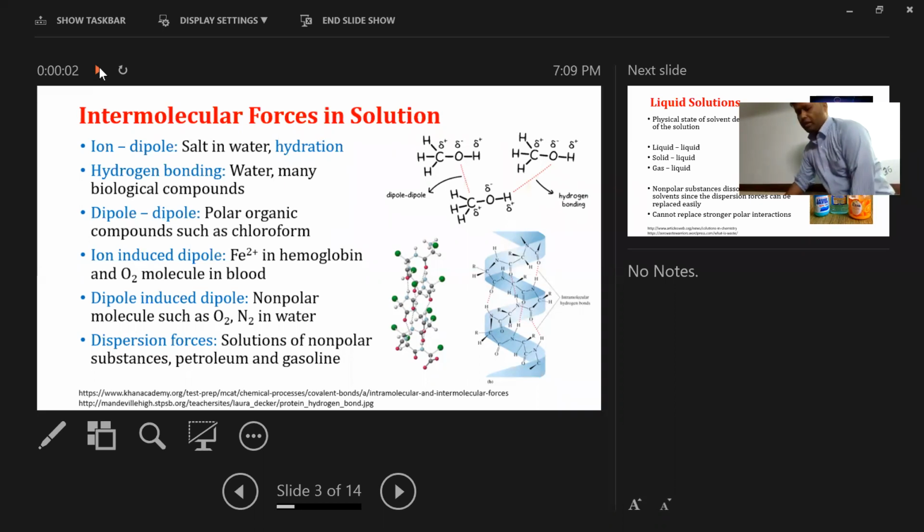Ion dipole, that means salt in water. This is one example. For any salt, we have two different types of ions, like sodium chloride or potassium chloride, whatever we can consider. In the case of sodium chloride, we have Na plus and Cl minus. These are ions. This is the positive ion and this is the negative ion. And then water is also a polar molecule, so that means dipolar.